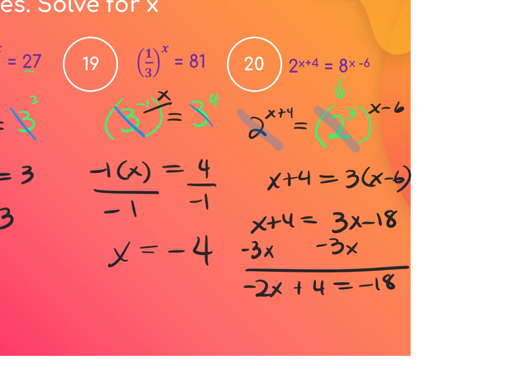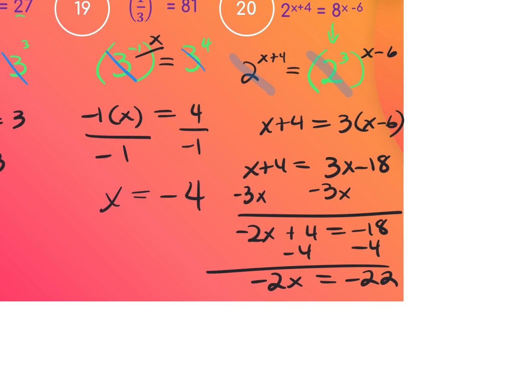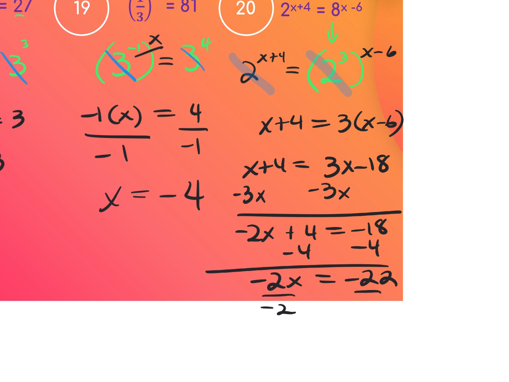And then now I'll add the 4, or subtract the 4. Negative 2x equals negative 22. Divide by negative 2, and x equals positive 11.